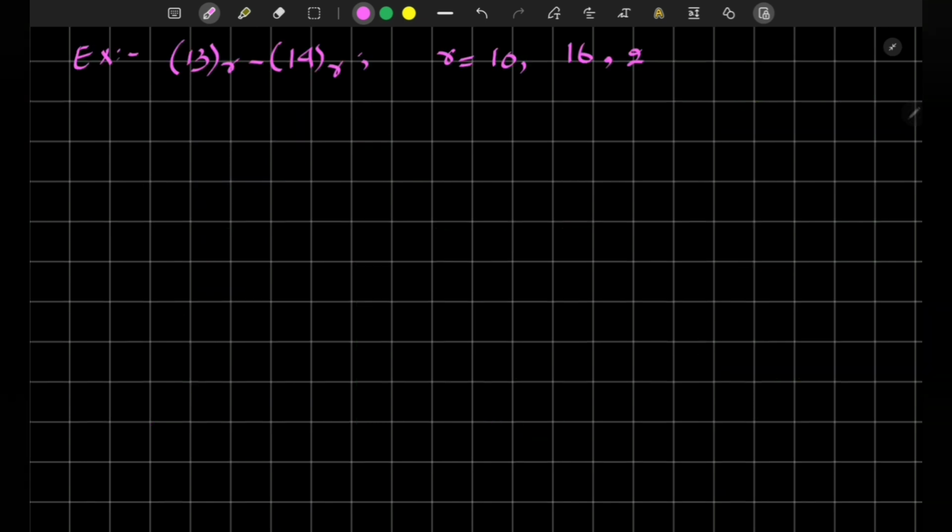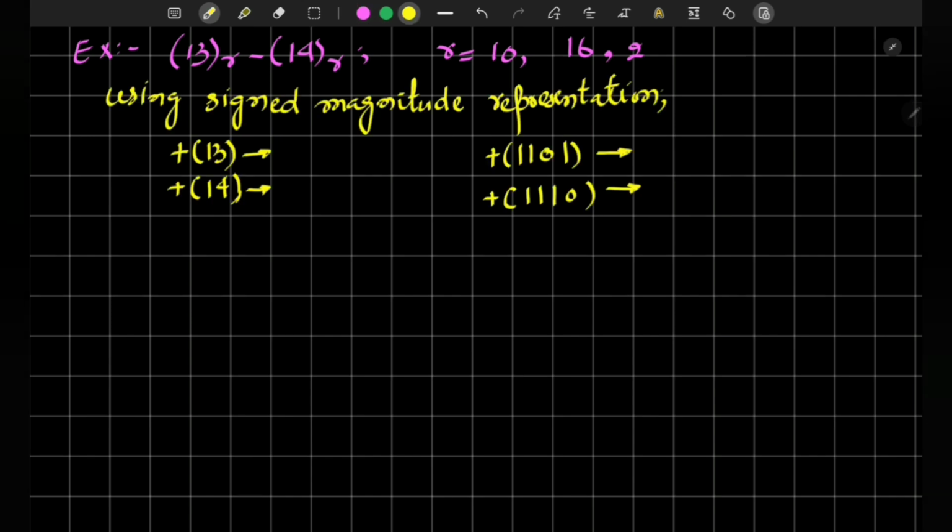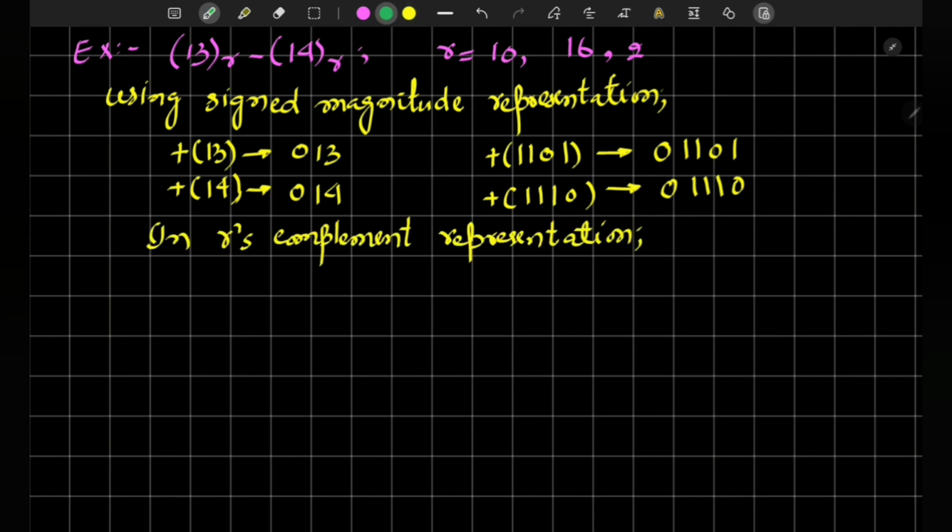For that, let us retake that example, 13 base r minus 14 base r, and the radix are 10, 16, and 2. But this time around, we will use sign magnitude form together with r's complement representation of data. We know using signed magnitude representation, plus 13 can be represented as 013, and plus 14 can be represented as 014. And similarly, plus 1101 can be represented as 01101, and plus 1110 can be represented as 01110. Now in r's complement representation, positive numbers will be represented the same as in signed magnitude representation.